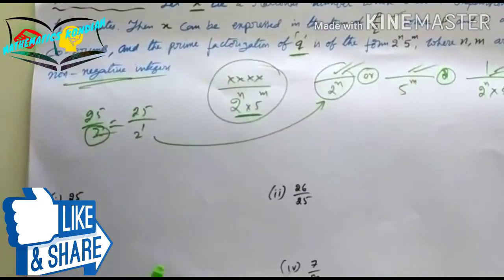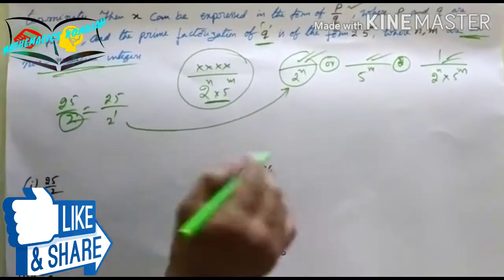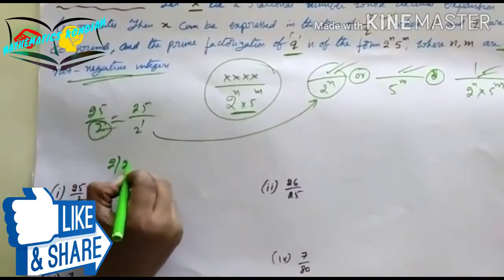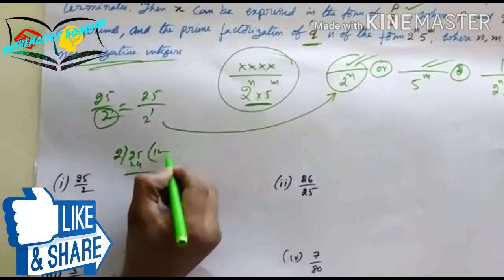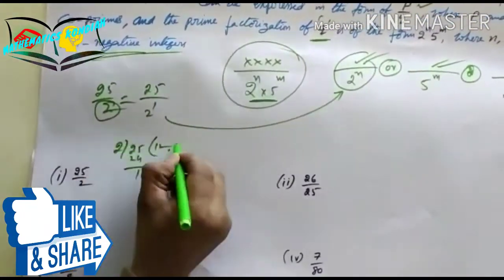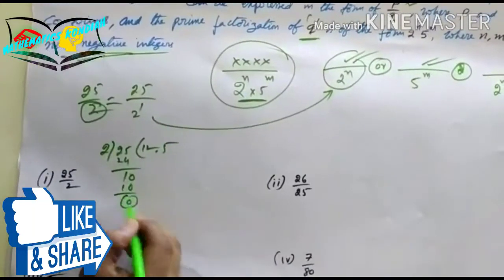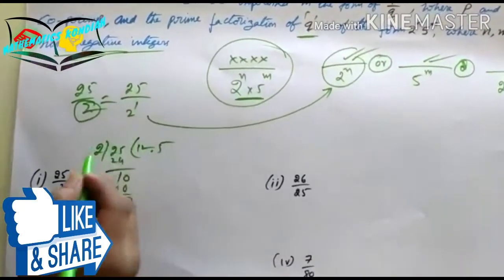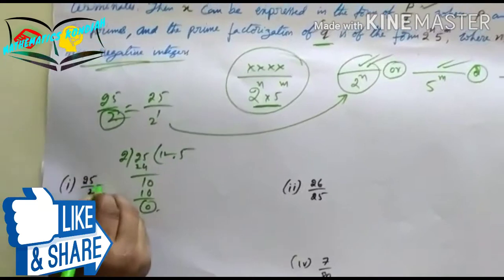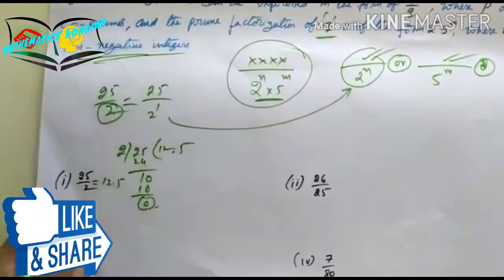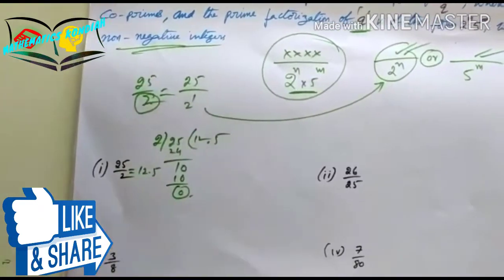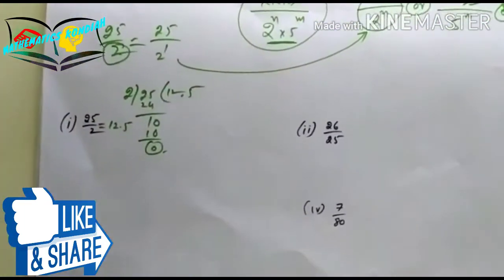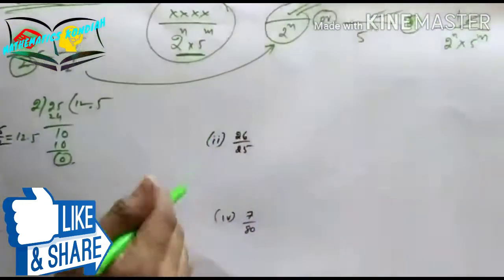What is the meaning of terminating? Remainder 0. For example, go to the long division method. 2 into 25: 2 twelves are 24, remainder 1, then 1.0, 2 fives are 10. Here the remainder is 0. So 25 by 2 is 12.5, which is half of 25. Okay, go to the second sum.